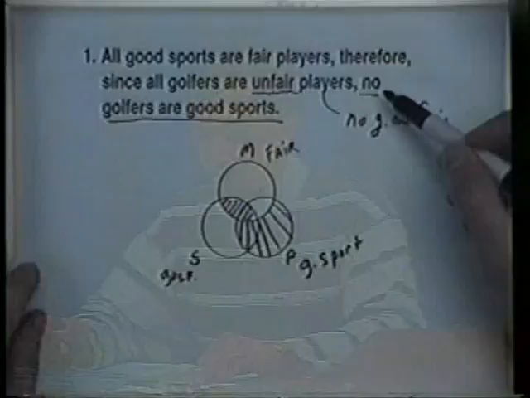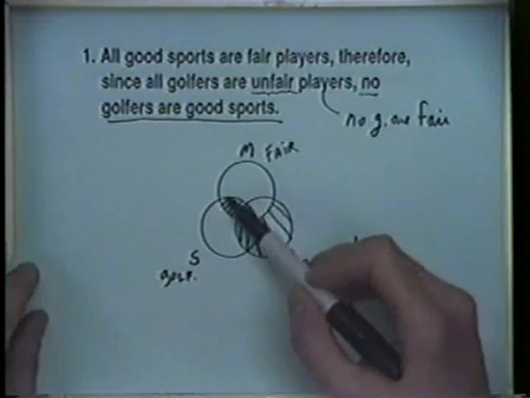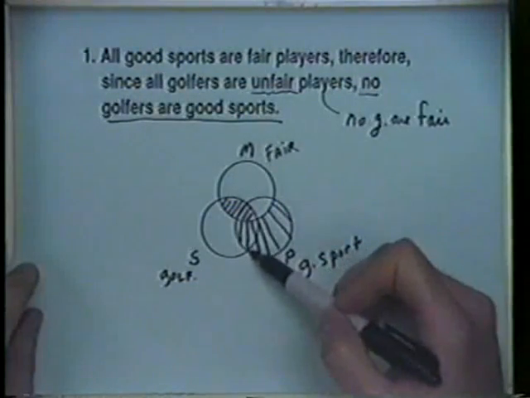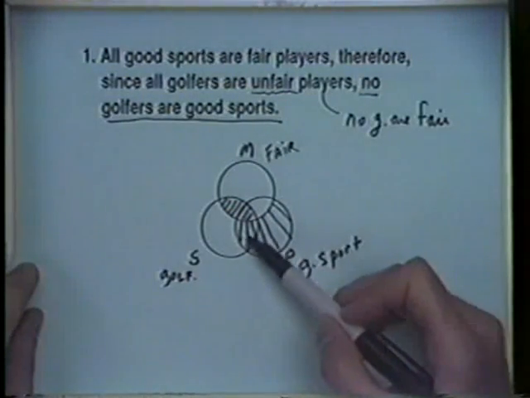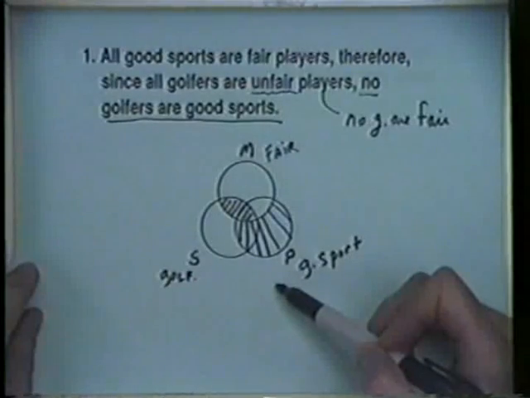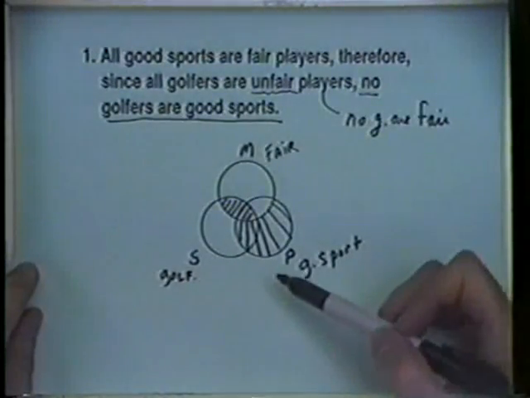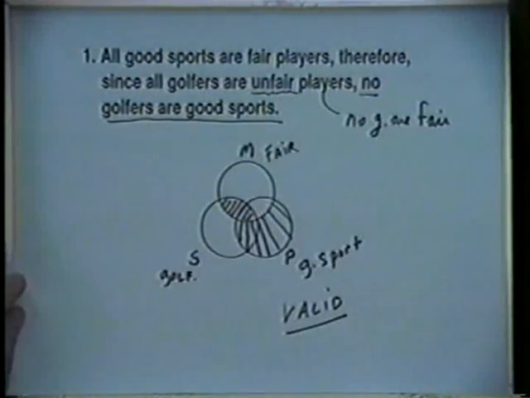So let's see how number 1 goes. No golfers are good sports is our conclusion. That would be diagrammed by saying that anything that is a golfer can't be in the good sport area. In other words, to diagram the conclusion, we would have to eliminate this intersecting area. But notice that's already been eliminated. And so here's a case where the premises diagram already shows the conclusion's truth. That indicates the argument is valid, and so we write valid. Okay, well, let's do a couple of more.